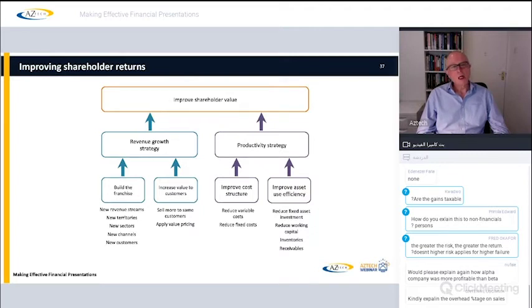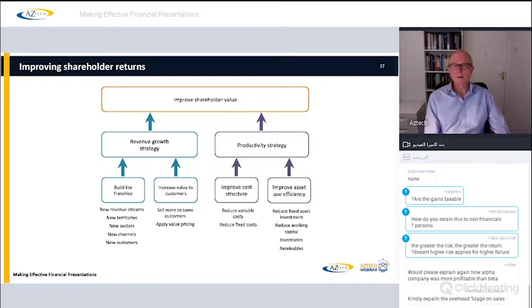If we're going to grow revenue, we can look at ways of building the franchise, look for new revenue streams, new territories, new customers perhaps, new products, new channels. We can look at ways of selling more, increasing value to existing customers, and look at ways of fine-tuning the pricing that we use with customers by looking at how they perceive value.